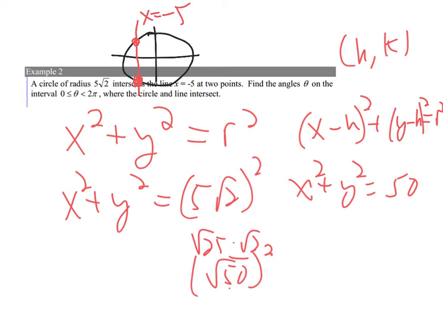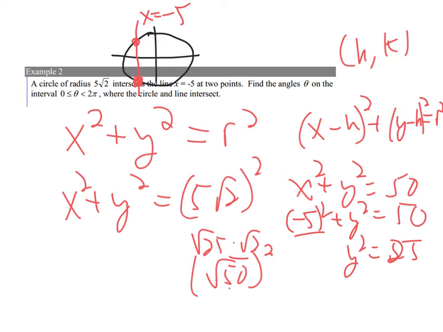And since we know x is -5, all we've got to do is substitute that in here and solve it for y. Well, that'll be 25. 50 minus 25 is 25. And when we take the square root, we know y equals plus or minus 5. So these points right here, they are (-5, 5) and (-5, -5). So then they're asking us to find what is this angle?